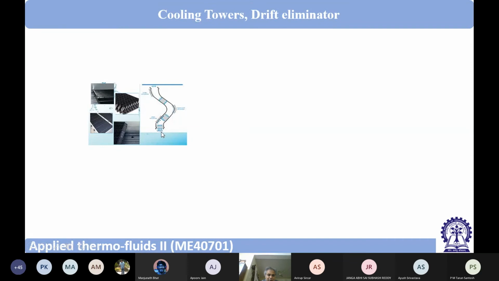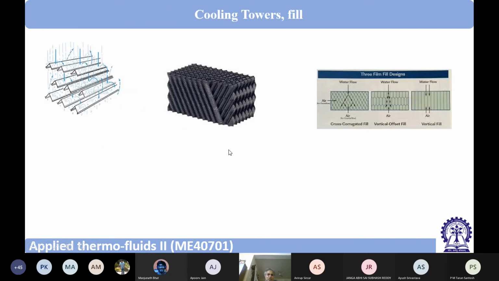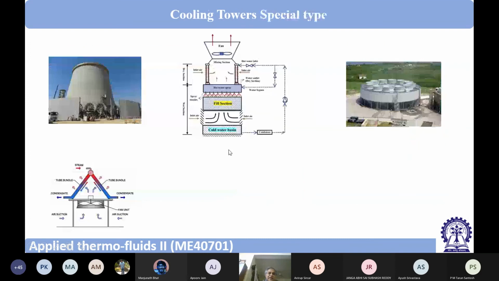So after the water and air come in contact, when going out of the contact, air and water are meant to pass through this zigzag path. Air being lighter, it will take this zigzag path easily. Water being heavier, it will make some obstruction and fall back. So this is called a drift eliminator. Here you see there is a drift eliminator. This is basically a drift eliminator.